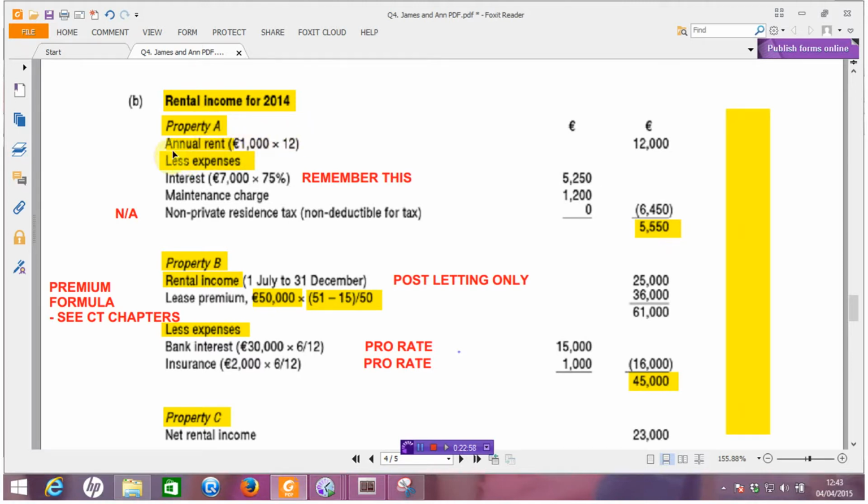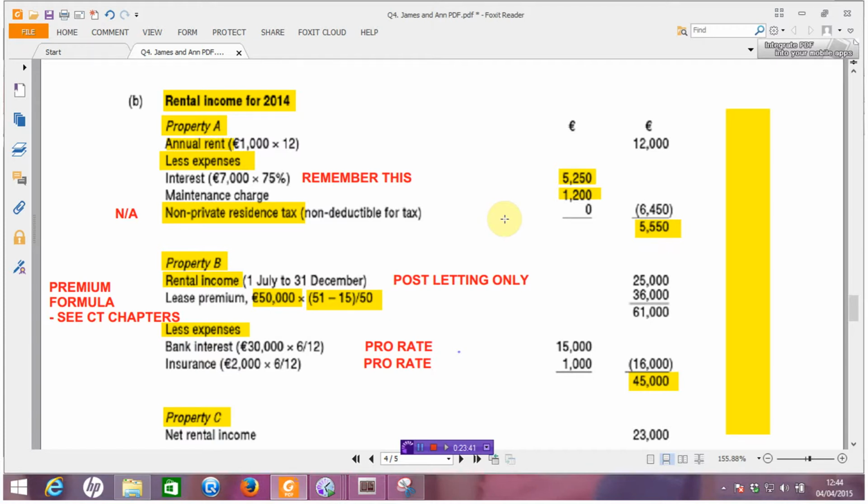As I've said, the annual rent is quite easy to get. I think the property had been rented for a long period of time, therefore just 12 months times €1,000. Now, in terms of the expenses, here's where this issue of the interest is relevant. For a residential property, only 75% of the interest is deductible. You must remember that. That trick has got to be played. That gives us the 5250. The maintenance charge is just a standard expense, so we can deduct that. And it just happens that this non-private residence tax is specifically not deductible. So that's just something we're going to have to remember.